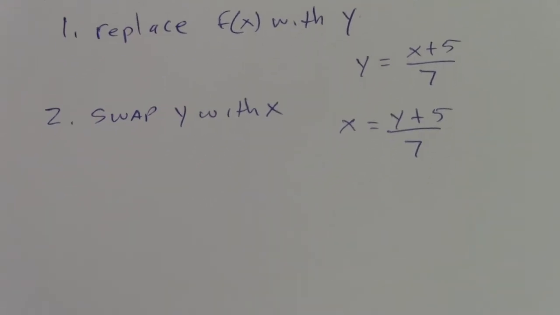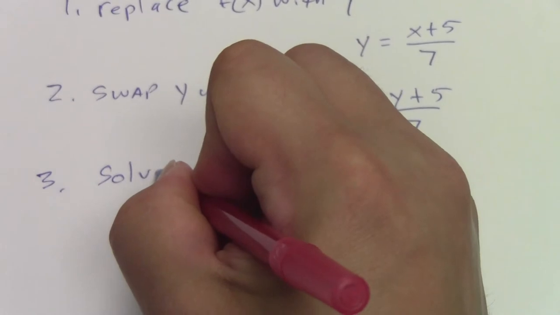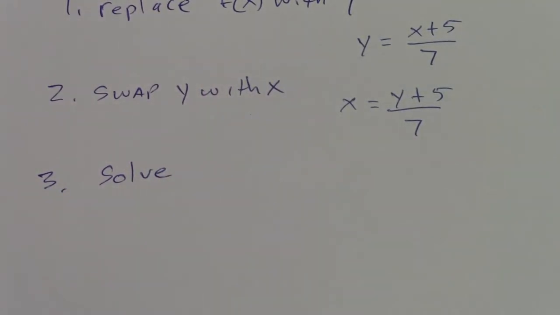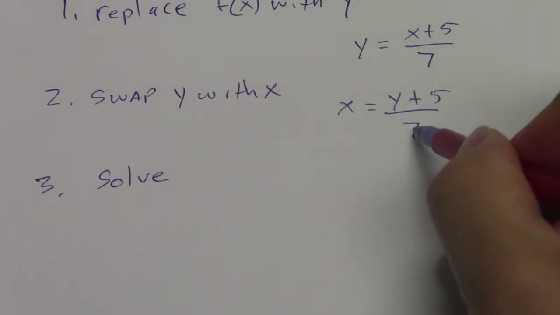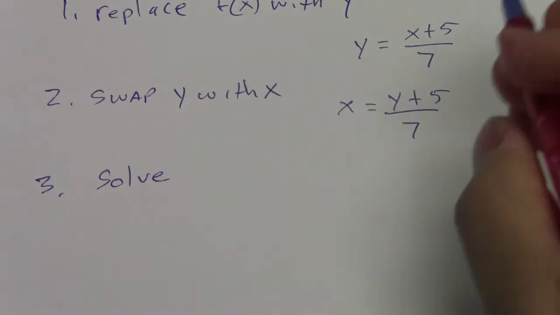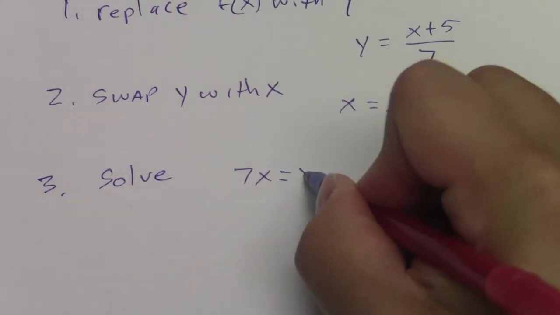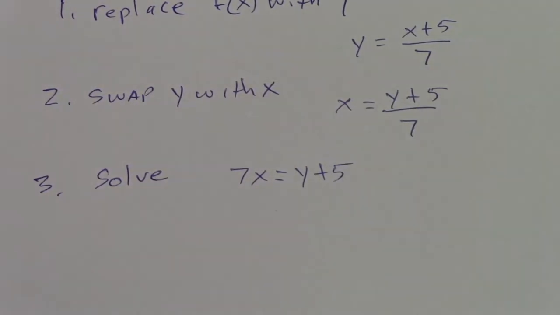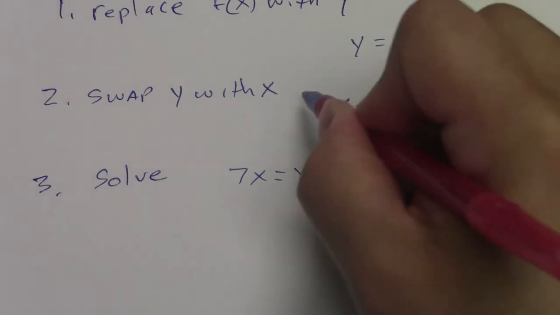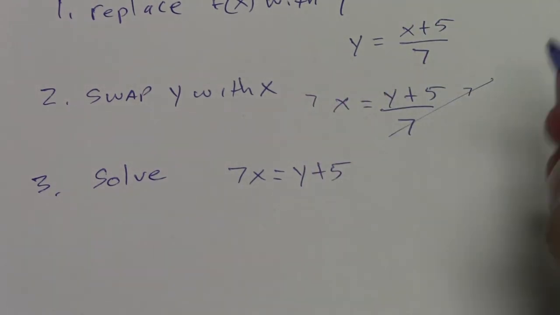And step 3, solve. So I got 7 divided over here. I want to get it on the top side, so I multiply, right? So 7x is equal to y plus 5. All I did was go 7 and then 7 over here. Those cancel. I'm left with 7x.